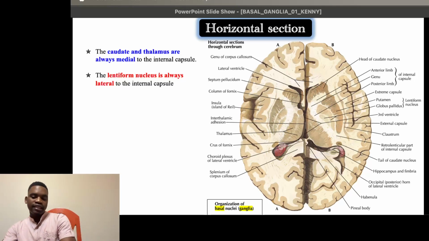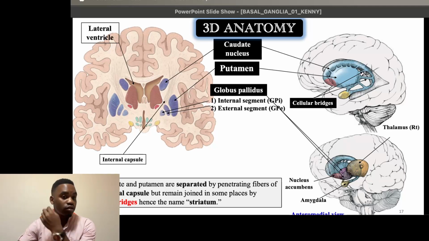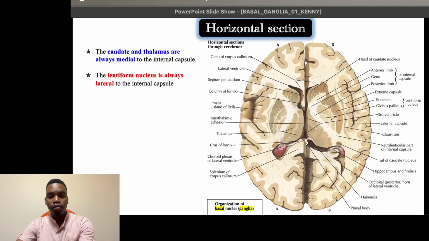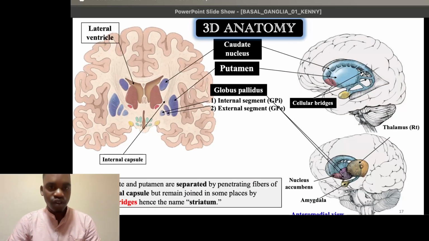Now let's discuss the three-dimensional anatomy of the basal ganglia. So sorry, before we discuss this three-dimensional anatomy, I want you to add a terminology. Okay, don't worry. We will get to this terminology shortly.